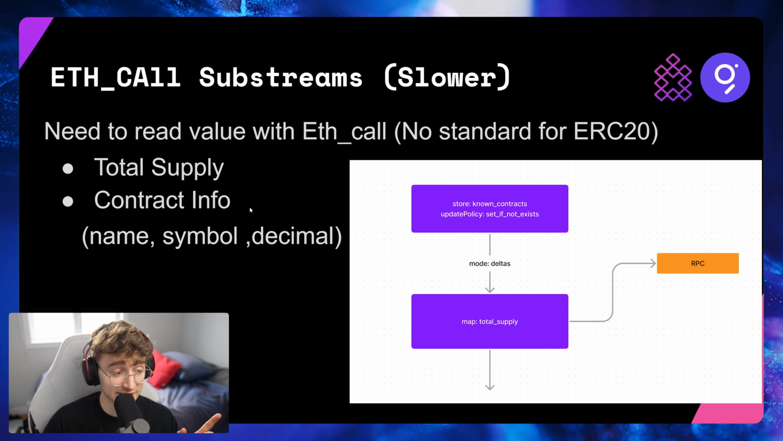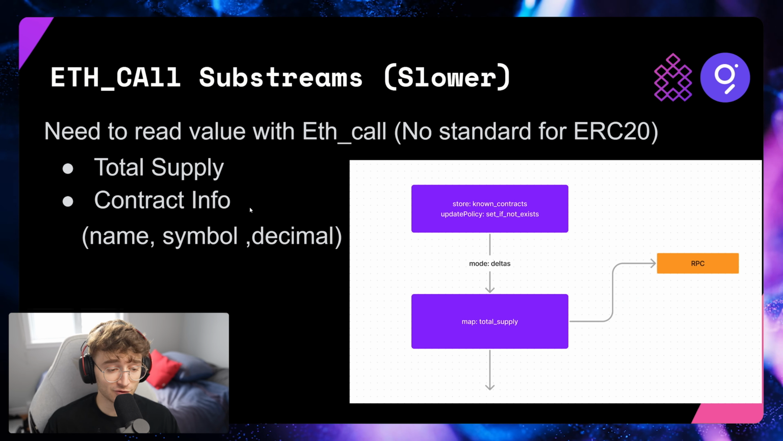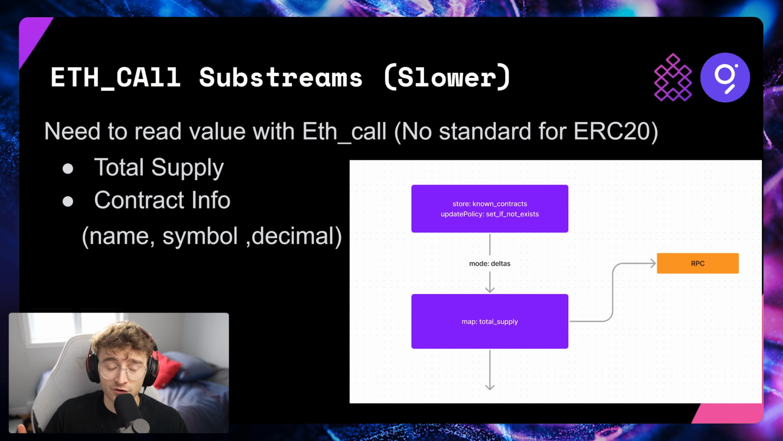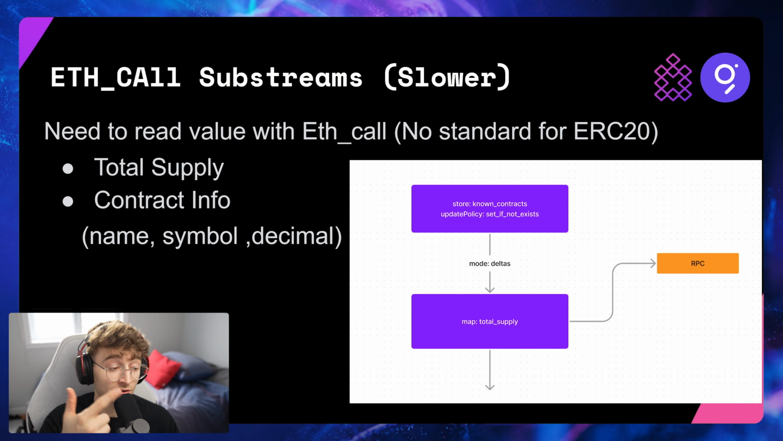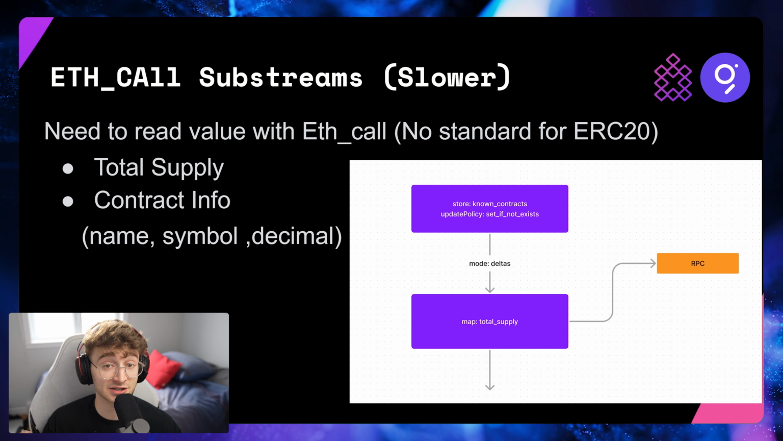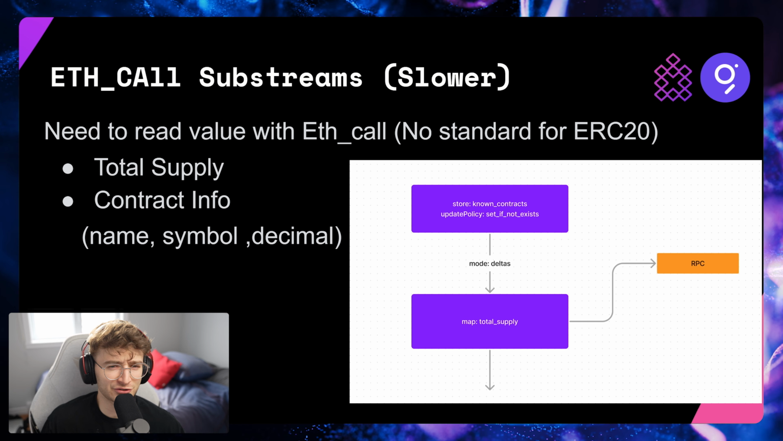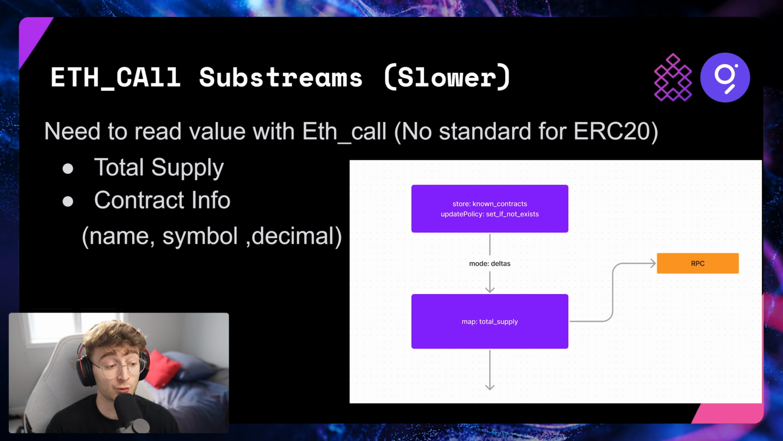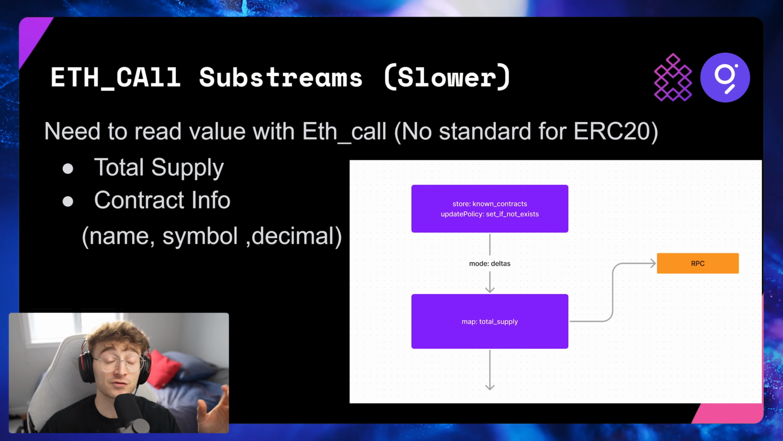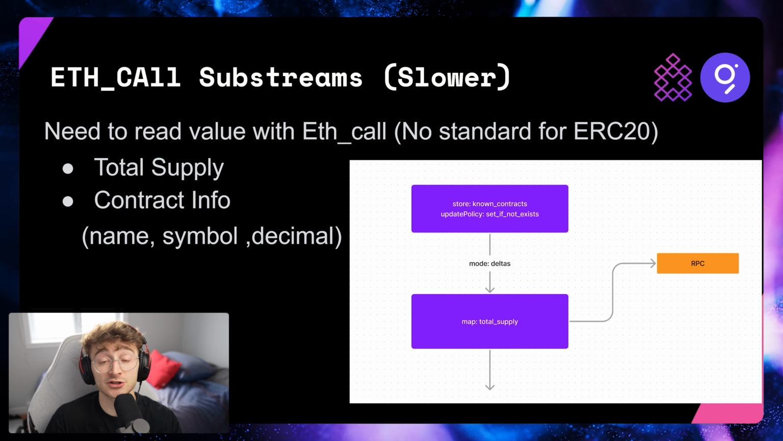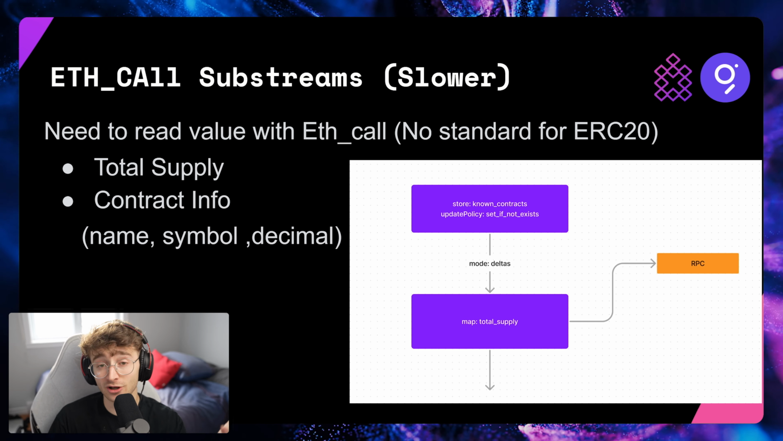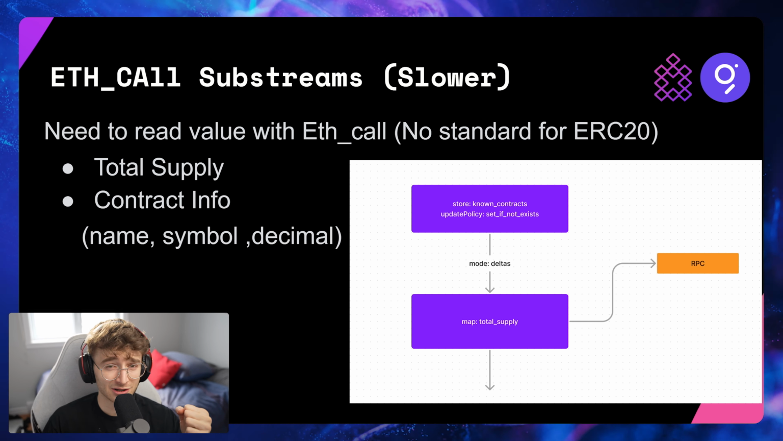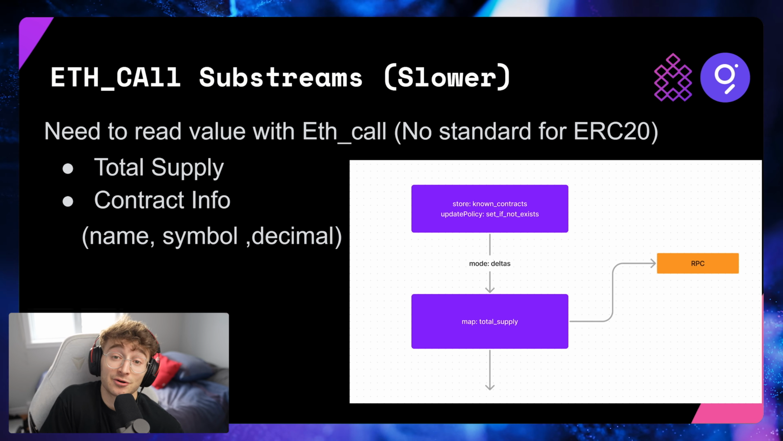When you want to extract, for example, the total supply and contract info, it's more complicated. For total supply, there's no standard in ERC20 for minting, burning, or any logic that adds supply to the contracts, so there's no way to detect it on the chain. The only way to read the total supply is to call the totalSupply function that every ERC20 contract needs to have. So you can read that with an eth_call, but you cannot find it in storage change on chain. The problem with eth_call is that it's very slow because you need to make an RPC call every time.